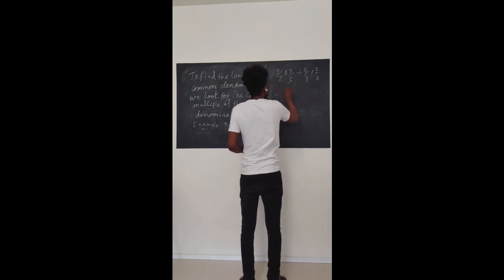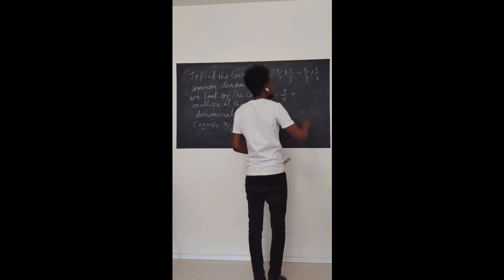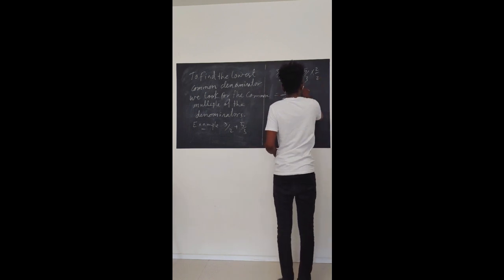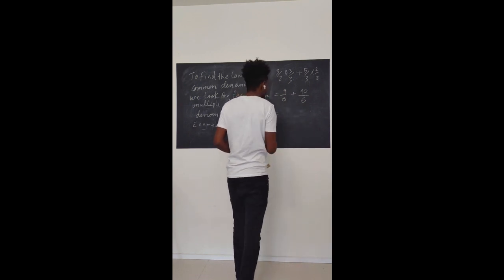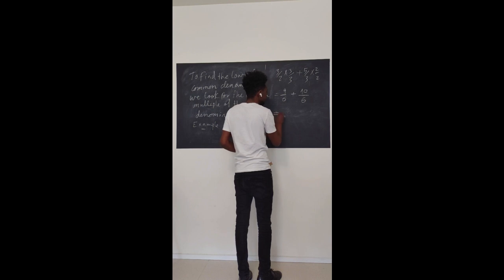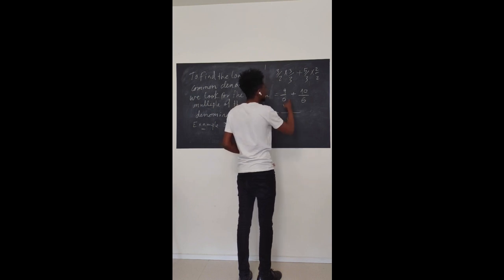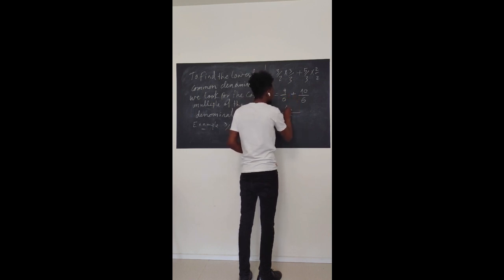It is equal to 3 times 3, that's 9 over 6 plus 5 times 2, that's 10 over 6. Now we have the same denominator, and then applying the rule, we find that 6 here, 9 plus 10, that is 19.